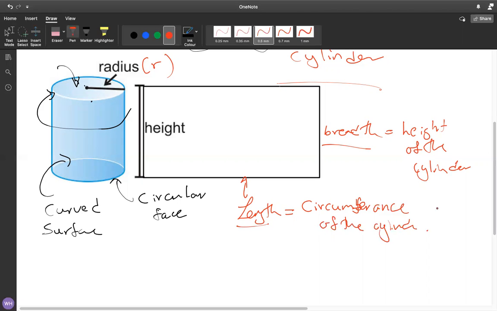The respective parameters of the rectangle with the circle can be given as below. Right. I want you people to draw a rectangle. It's better if you can draw the same cylinder, even with the same size.